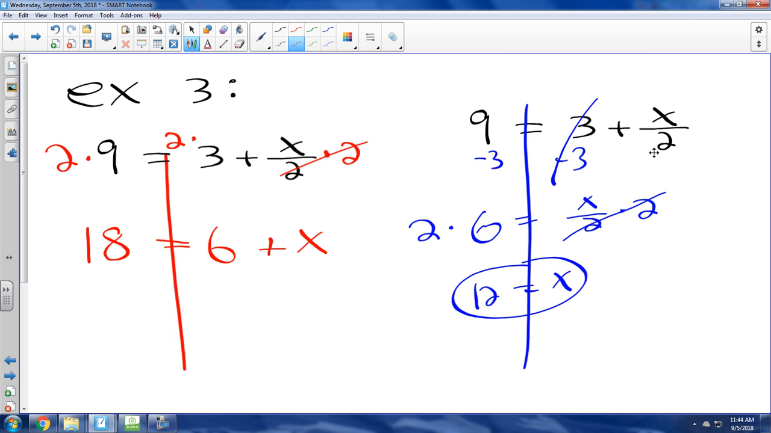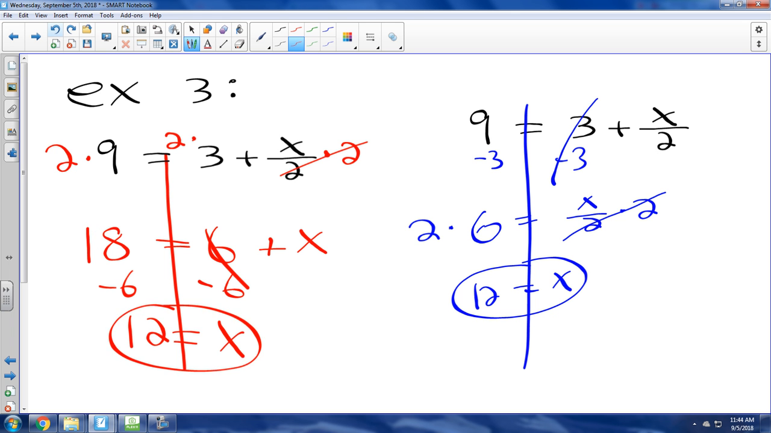What's my next step? Yes. Subtract 6. What is 18 minus 6? Oops, sorry, I shouldn't have done that. 18 minus 6 is 12, so what do we get for an answer? Same thing. It didn't matter how you did it, okay? It matters that you did it, and you used the rules of algebra. As long as you used my rules, you're okay.